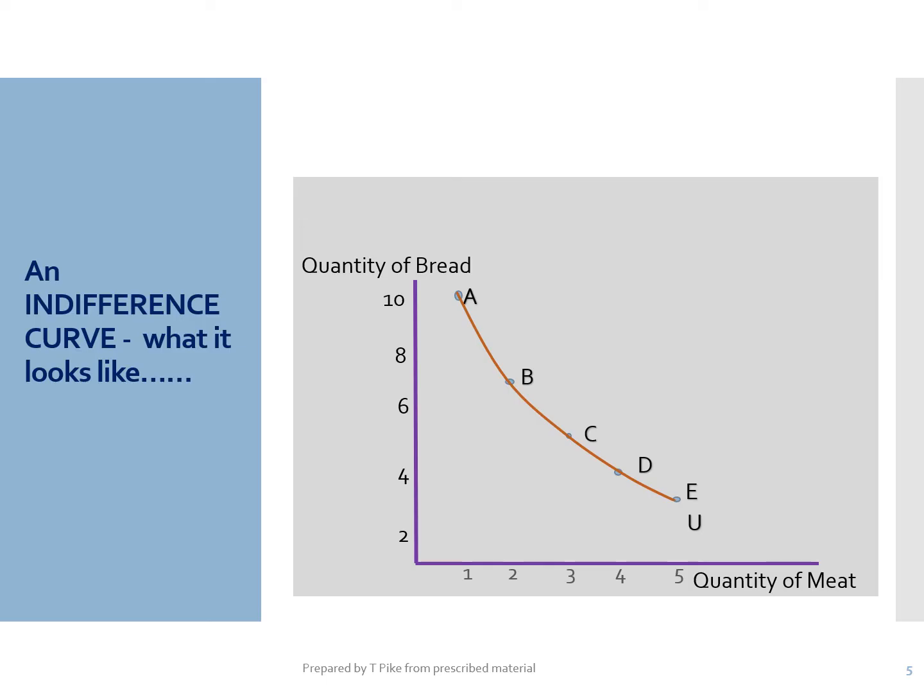An indifference curve should be convex. It's downward sloping. Please, it is not a straight line. Make sure you do not draw it as a straight line. It is a convex shaped curve that is convex to the origin. And obviously it shows an inverse relationship between the quantity of the two products on each of the axes. We're going to be looking at this curve in a little bit more detail on the next slide.